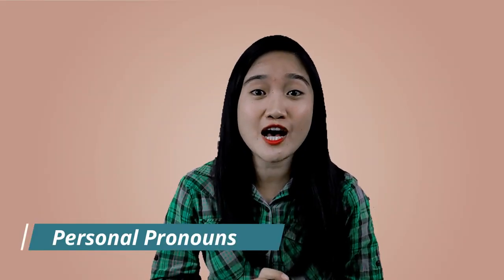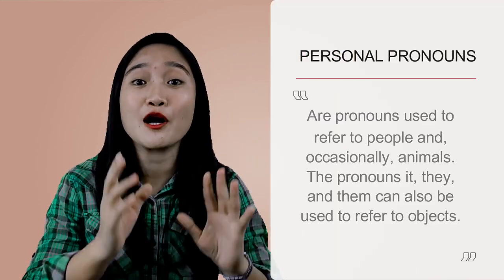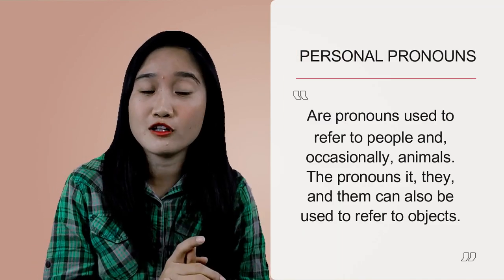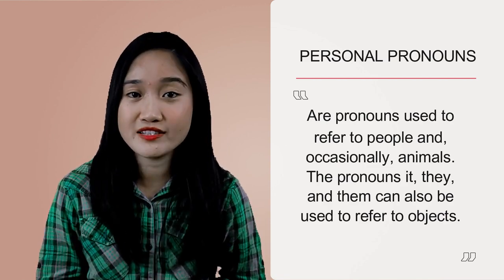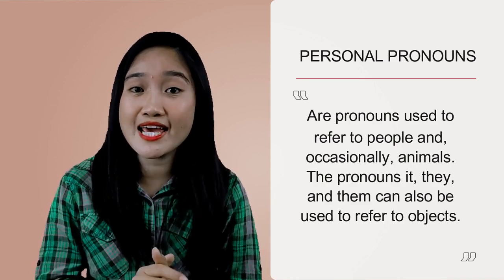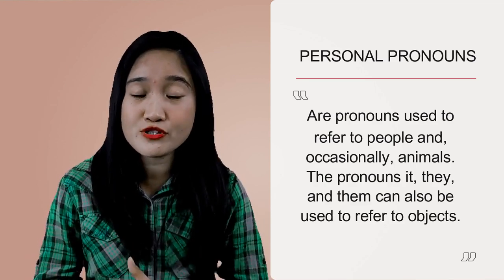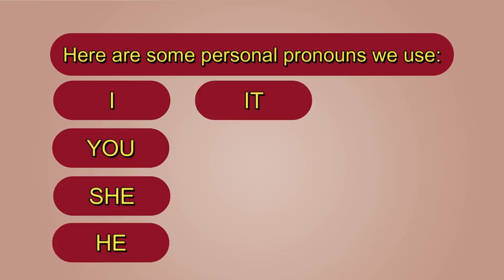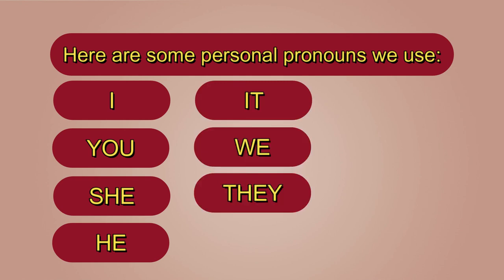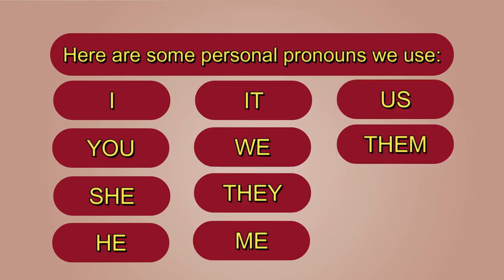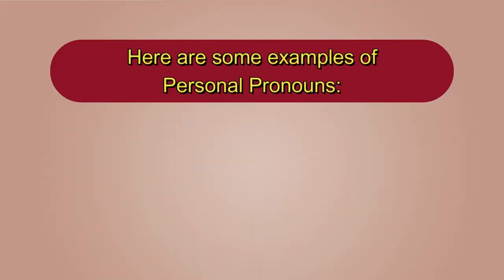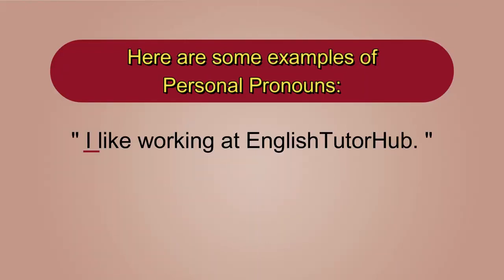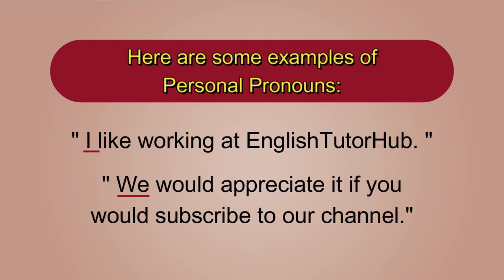Let's proceed to personal pronouns. Personal pronouns are pronouns that are used to refer to people and occasionally animals. The pronouns it, they, and them can also be used to refer to objects. Here are some personal pronouns we use: I, you, she, he, it, we, they, me, us, and them. Here are some examples. I like working at englishtutorhub. We would appreciate it if you would subscribe to our channel.